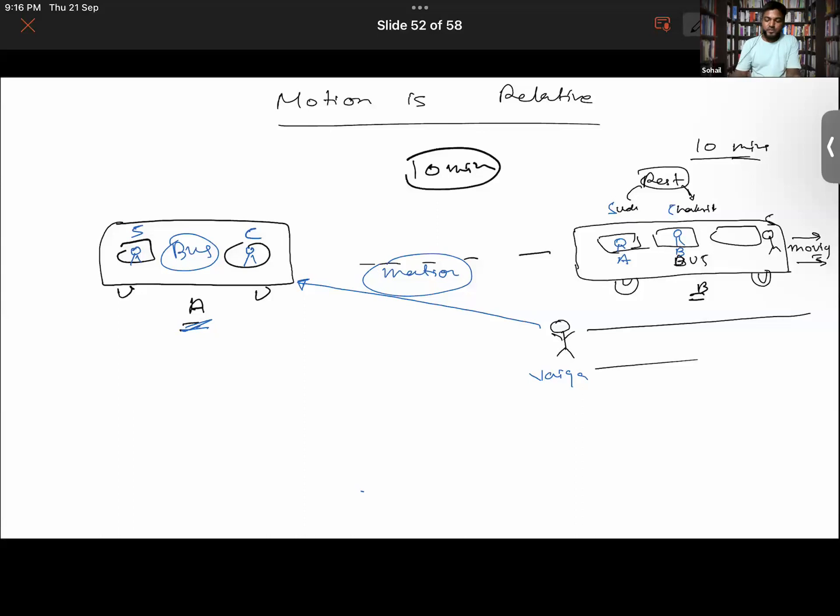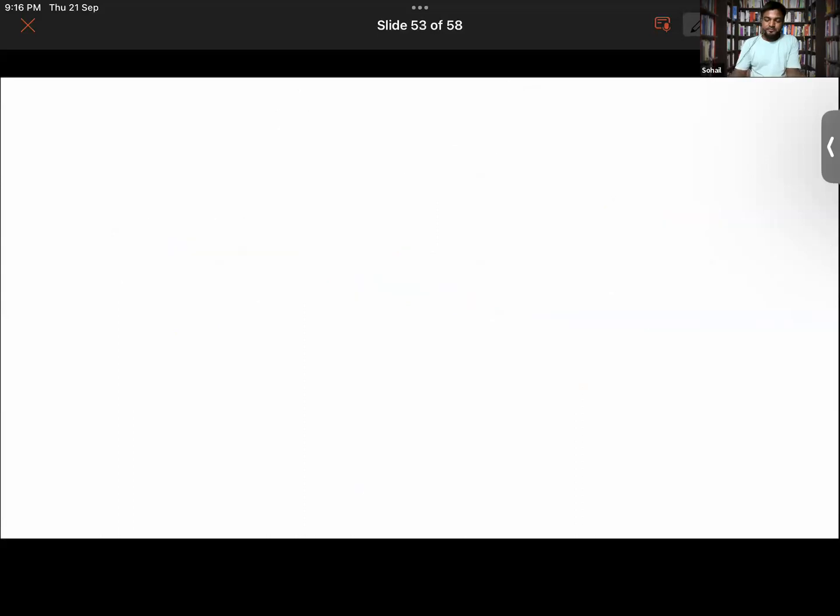Then we talk about types of motion. Motion is also of different types, like circular, straight. Slow motion, fast motion is the rate of motion. When we talk about speed, we will be talking about that. Slow speed, fast speed.